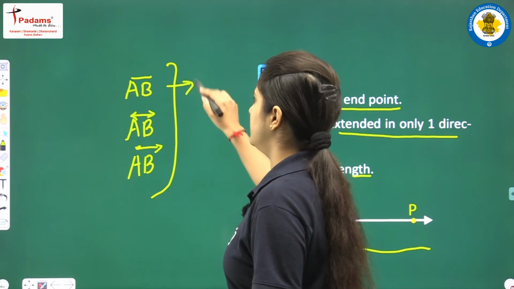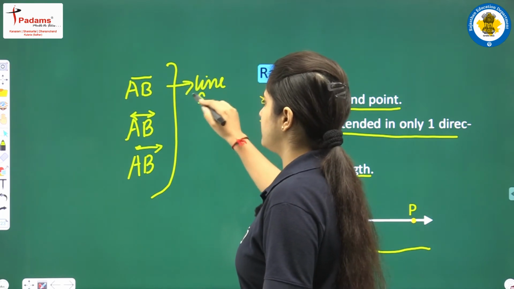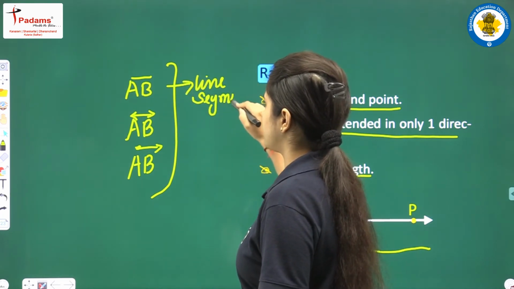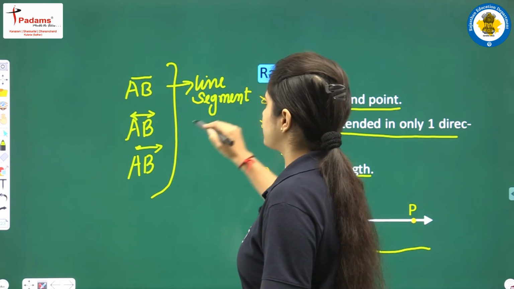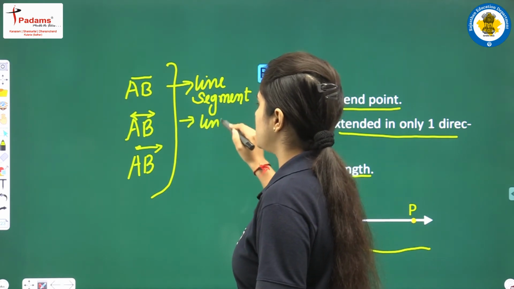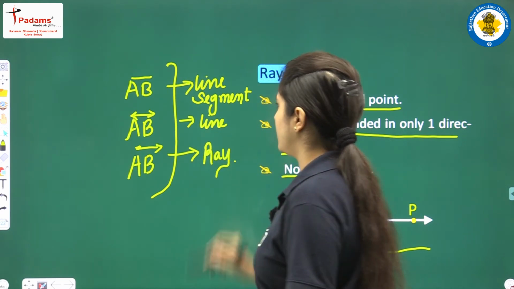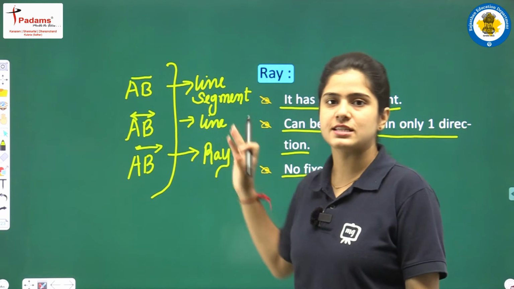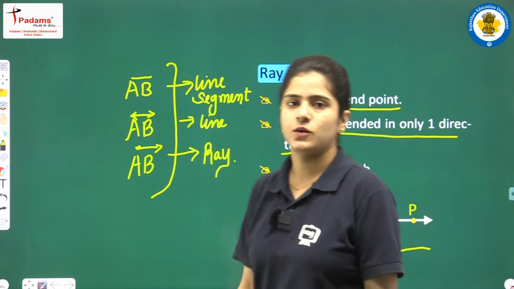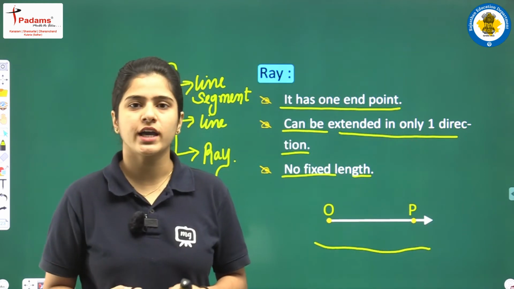This is a line segment, right? This is a line, students, and this is what? This is a ray. Okay, students, this is a line segment, this is a line and this is a ray. Now, students, we'll be talking about some angles.